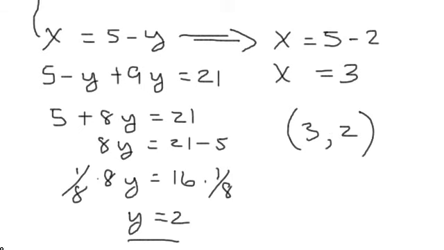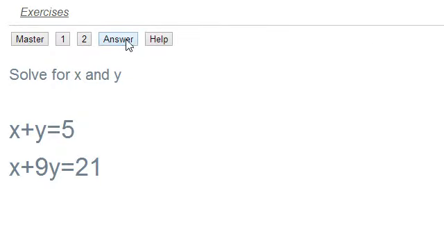Alright, so we're going to graph this out and take a look at the graph. So we have 3, 2 is our solution. x is equal to 3 and y is equal to 2. But let's see if we did it right. Yep, x is equal to 3 and y is equal to 2. Actually, I think I'll let you graph that out and take a look at that. Let's work another one.